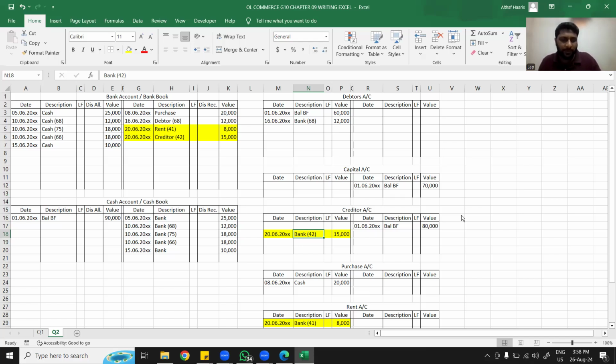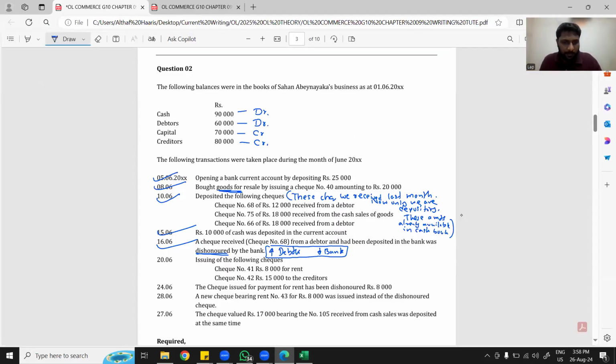Now let's move to the next one. The check issued for the payment of rent has been dishonored. Last week also I told you, in your O-level syllabus there is a big problem. When the check is dishonored, I ask you to reverse the entry. You are reversing the entry like this.